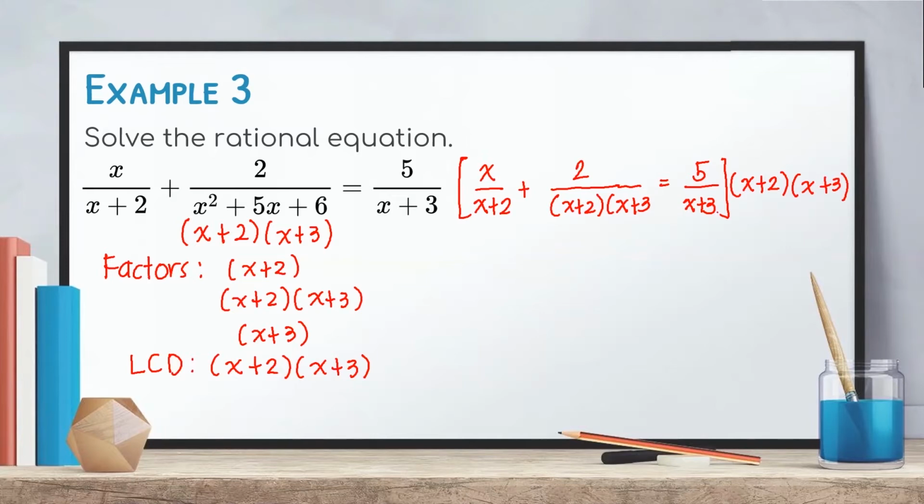Next, multiply the LCD by each rational expression here. So for the first one, since the denominator is x plus 2, then x plus 2 here will be cancelled, leaving us with x plus 3 times x.